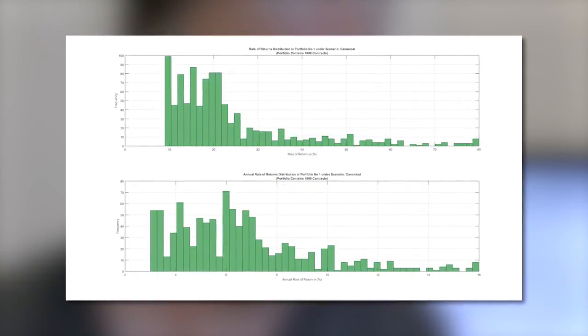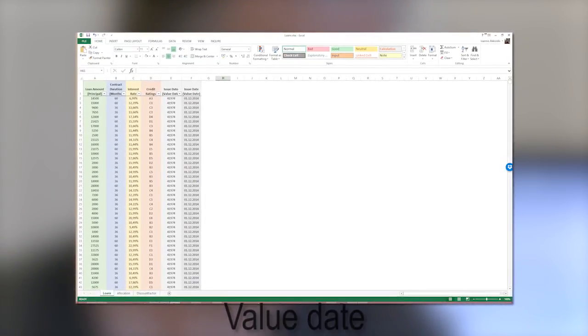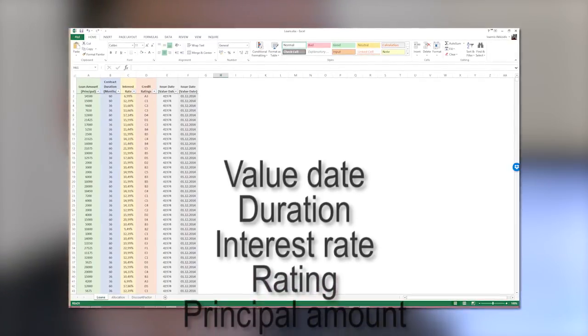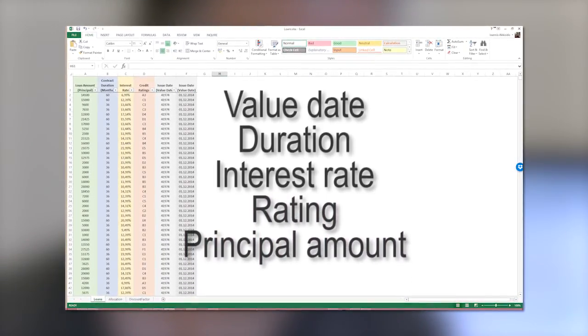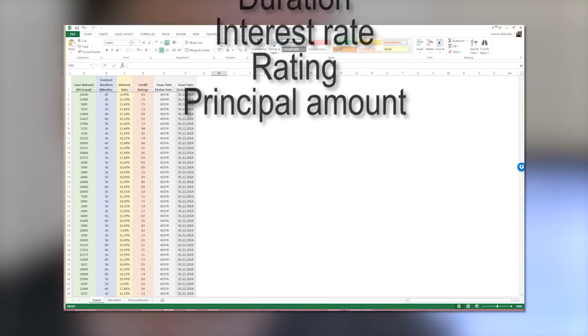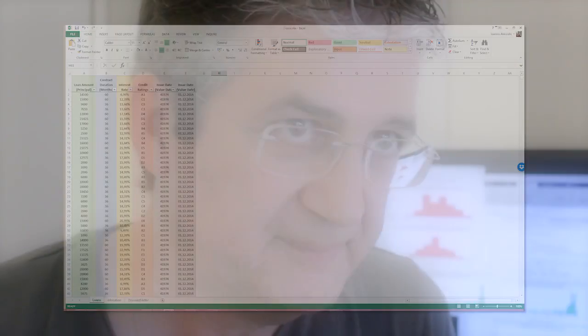For this analysis, the mapping of the financial instruments, we need 5 different types of information. The value date, the day that the deal starts, basically. The duration of the contract, the interest payment, the rating of the counterparty, and the principal amount. This is about the mapping of the instrument.